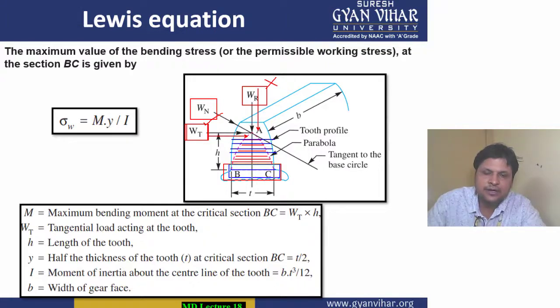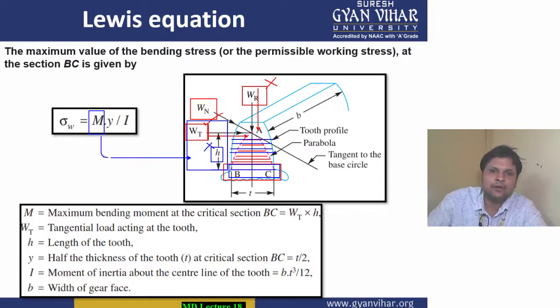So BC is the critical section, and therefore if you take Wt into h, this will provide you the moment. If you obtain Wt into h, this particular thing will provide you the moment. This moment can be calculated in this way.